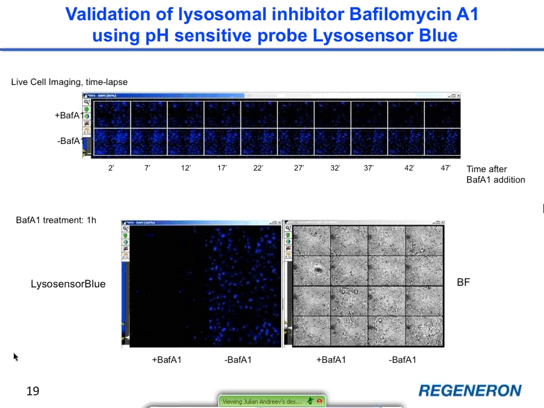Here in this slide, cells were labeled with LysoSensor Blue, a small molecule which labels lysosomes. And then bafilomycin was added to the upper row at time zero. And you see how the staining disappears. So basically, low pH vesicles disappear, and after 1 hour, as we see on the lower panel, there is no staining with LysoSensor Blue. So bafilomycin A1 at 1 micromolar completely eliminates all low pH vesicles.